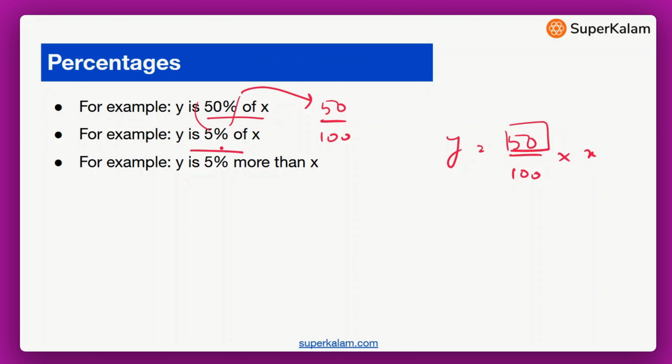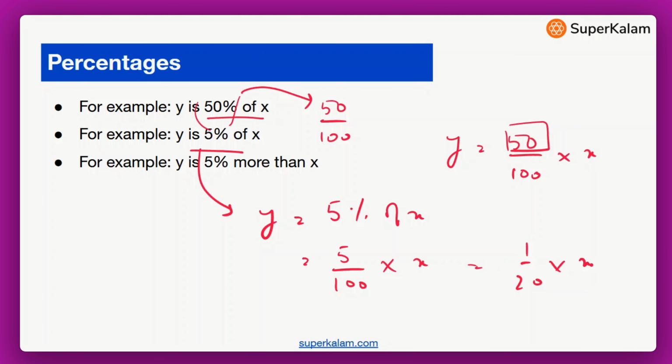The second statement says y is 5% of x. This means y is equal to 5% of x, and this can be written as 5 upon 100 of x. This can be written as 1 by 20 of x. So if x was, let's say, a cake which was cut into 20 parts, then y is one of those 20 parts.